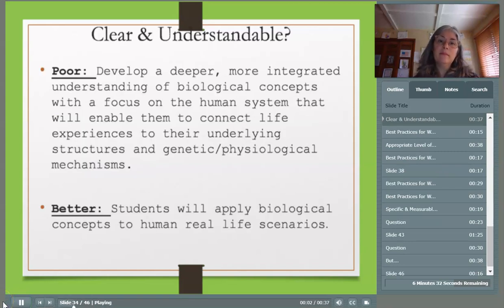Here are two examples. I just want to read the poor one to you. So, develop a deeper, more integrated understanding of biological concepts with a focus on the human system that will enable them to connect life experiences to their underlying structures and genetic physiological mechanisms. I actually pulled that from a teacher's lesson plan that I was evaluating. I'm not sure anyone would completely be able to explain in their own words what that means. So you can see the one below it is much shorter, but also perhaps more easily understood.